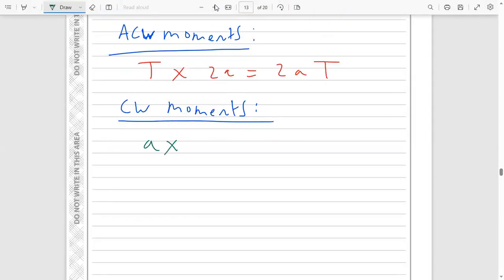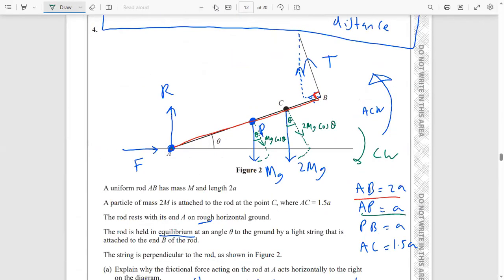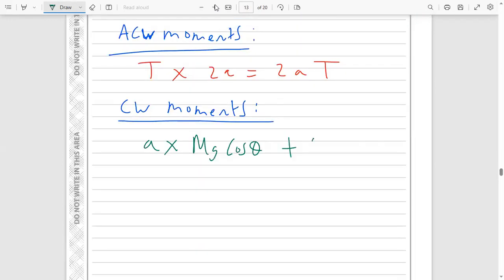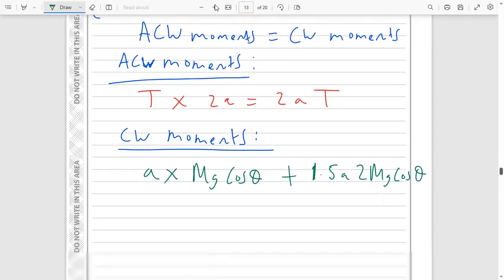So a times mg cos theta, and then plus our second moment, so the A to C distance, which was 1.5a, times the perpendicular component, so 2mg cos theta. So 1.5a times 2mg cos theta. Okay, that's great. So now we can put our anti-clockwise moments equal to our clockwise moments.